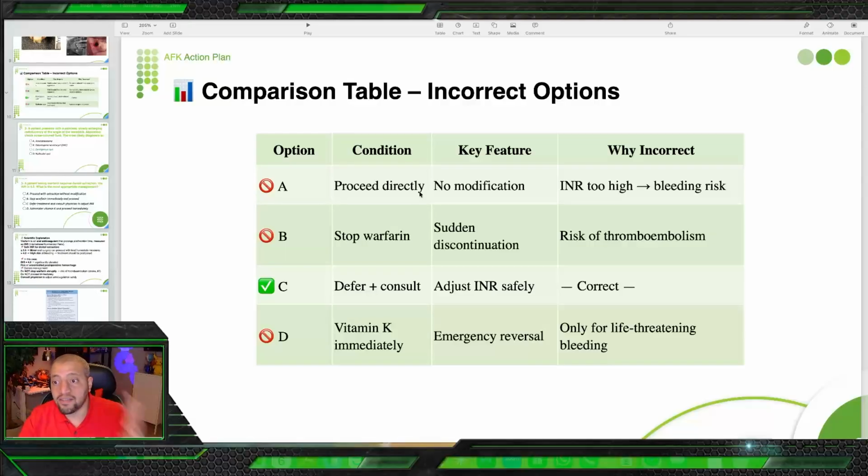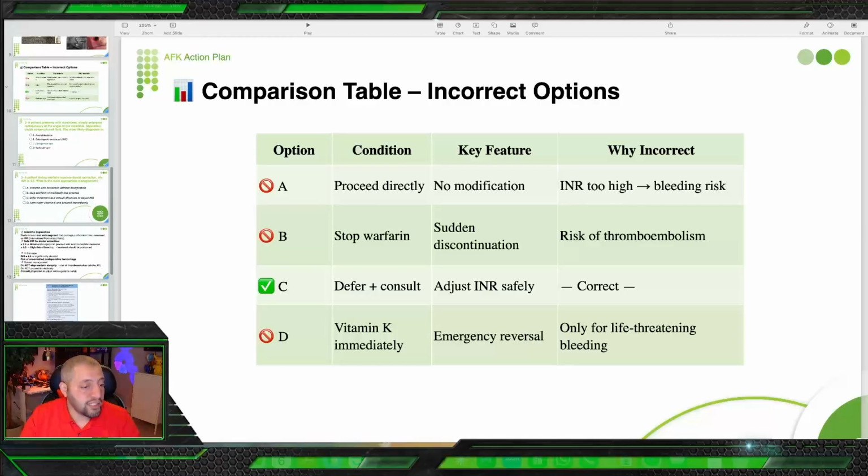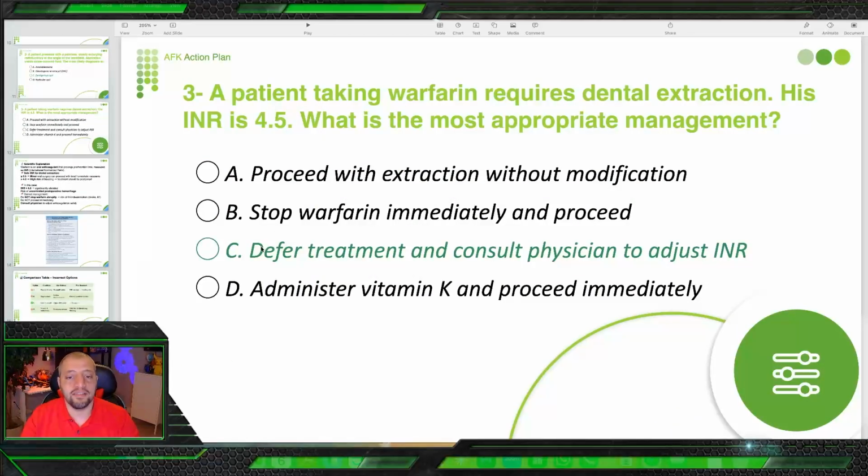You are going to end up with severe bleeding after doing the extraction. It's 4.5. Stop warfarin? You are just a dentist. You are not going to do that. Defer and consult, yes, adjust INR safely. I don't know what the meaning of safely is, but anyway, it's his liability, not yours. Vitamin K immediately? If it happened, you did the extraction, you go to hospital and his blood is getting so crazy watery, you're going to give vitamin K to try to reverse the warfarin you did not stop. So the management here is to defer treatment and consult a physician to safely adjust the INR.